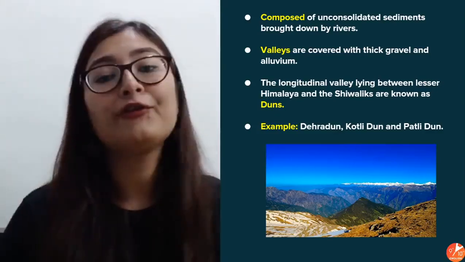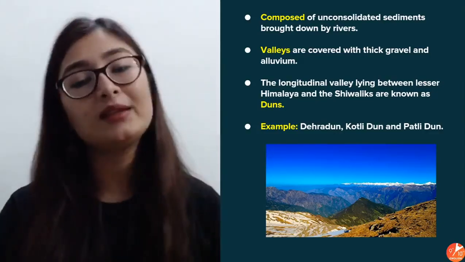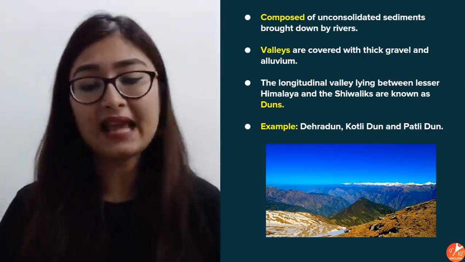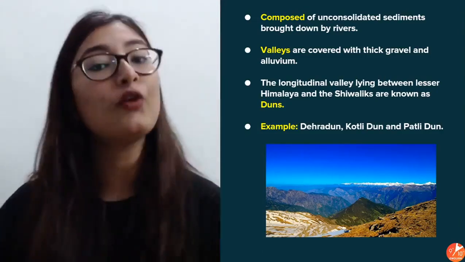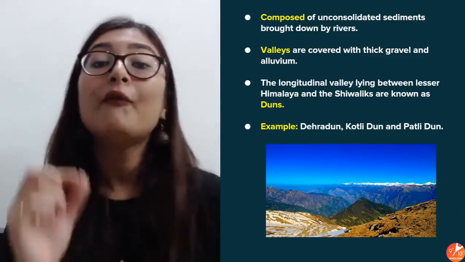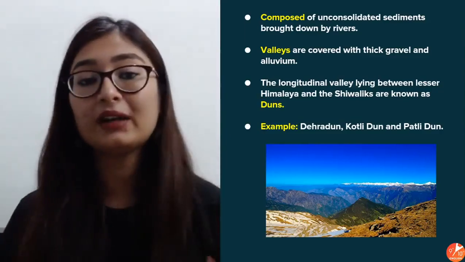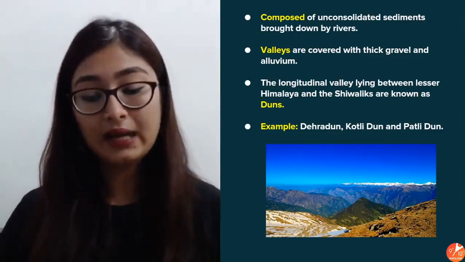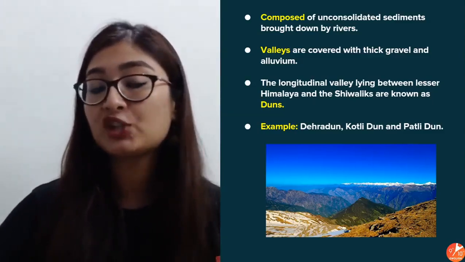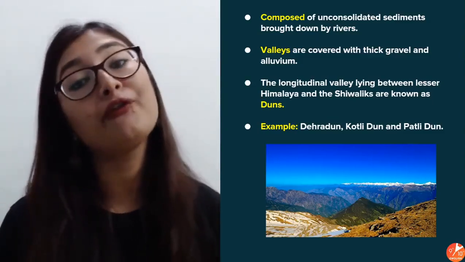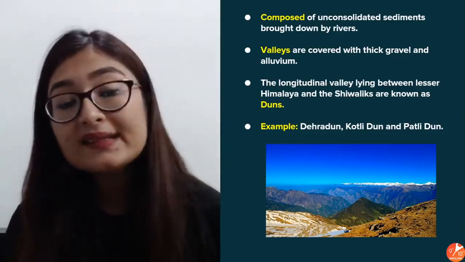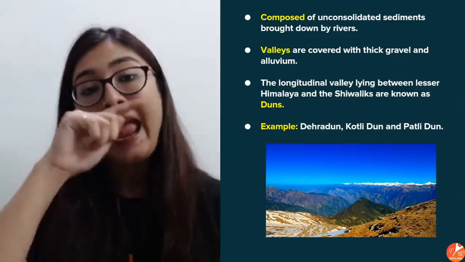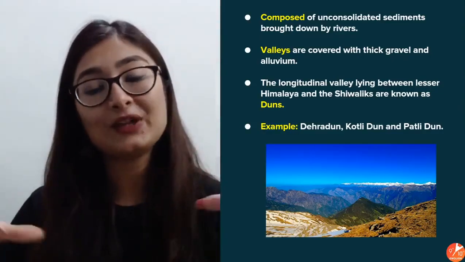And these are very fertile in nature because they are bringing in all the silt and materials from the sedimentary rocks, which are very rich in minerals and organic materials, and that is what makes the plains further formed down on the foothills very fertile in terms of agriculture. Also, guys, the area between the Lesser Himalaya or Himachal and the Shivaliks has a lot of valleys which are known as dunes. The cities of Dehradun, Kotli Dun, Patli Dun, all of these are here, and because they are known as dunes, it lies right over here.